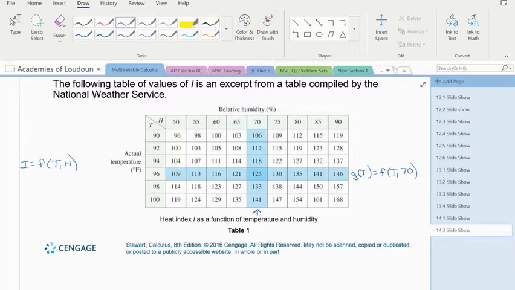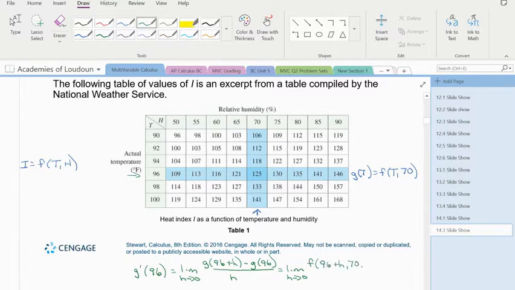The derivative of this function when T is equal to 96 degrees Fahrenheit, for example, is going to be the rate of change of I with respect to T. So we can write that as G prime evaluated at 96 degrees, so that's here, is equal to the limit as H goes to 0 of G of 96 plus H minus G of 96 over H, which is equal to the limit as H goes to 0 of F of 96 plus H, 70, minus F of 96, 70, over H.